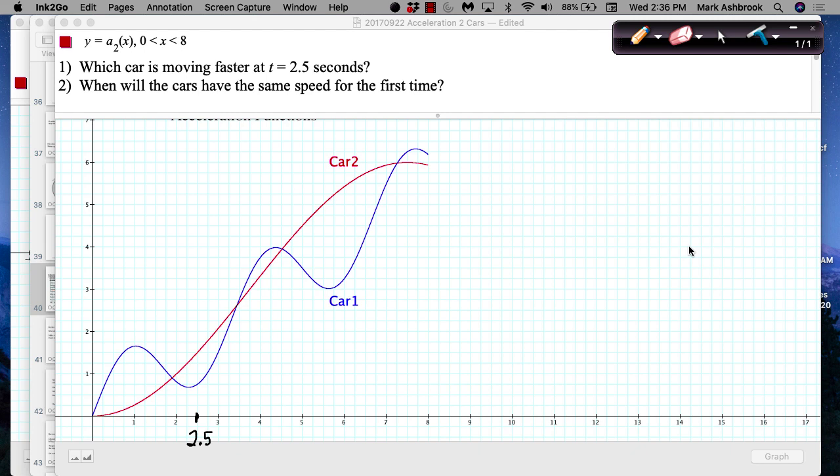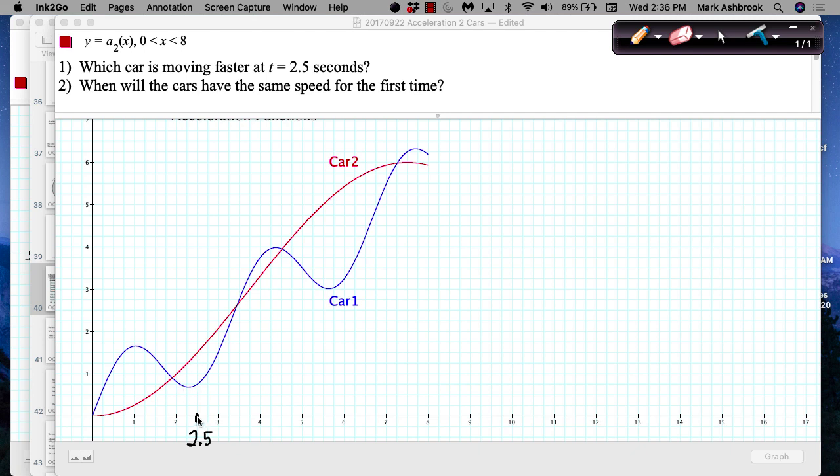Okay, what do you think? At 2.5 seconds, which car is going faster? Car 1. Why car 1? It has a greater acceleration almost the whole time. Right. So you think about the accumulated changes in velocity being much greater than the accumulated changes in velocity for car 2. Now, starting around 2 seconds, it reverses, right? So now car 2 is accumulating a higher change in velocity than car 1 is.